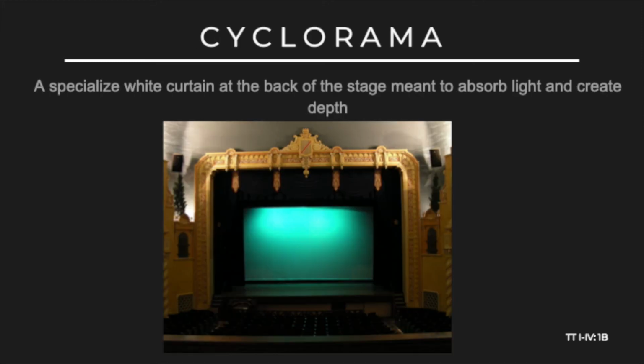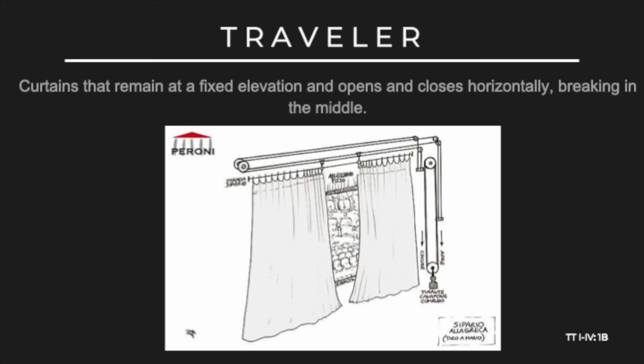Next, we have the cyclorama, which is a specialized white curtain at the back of the stage meant to absorb light and create depth. We use cyc lights to project different colors on the cyclorama to create different moods, times, and themes in a play. Next, we have a traveler, which is very much like a normal black soft good, but these curtains remain at a fixed elevation and can open and close horizontally, breaking in the middle.